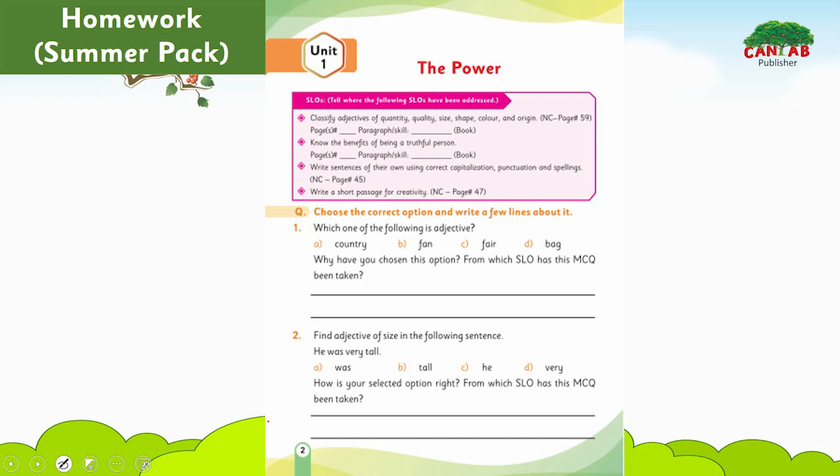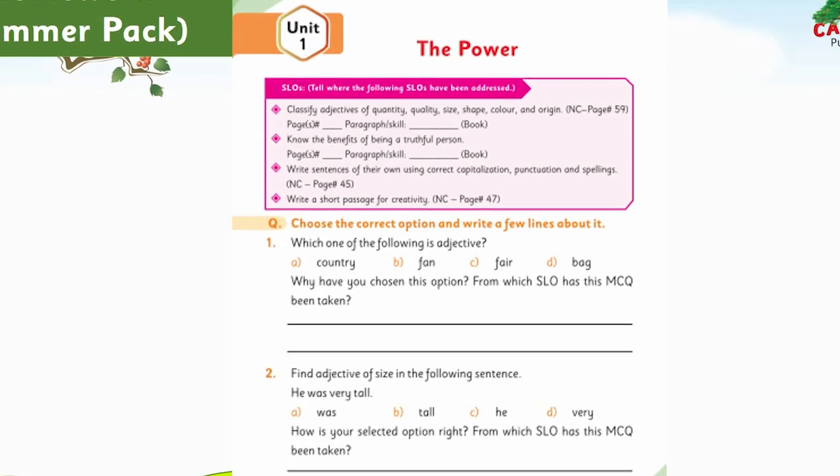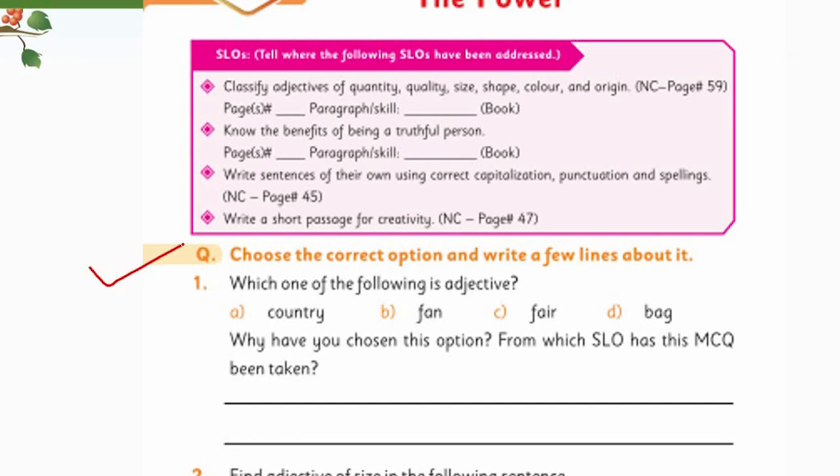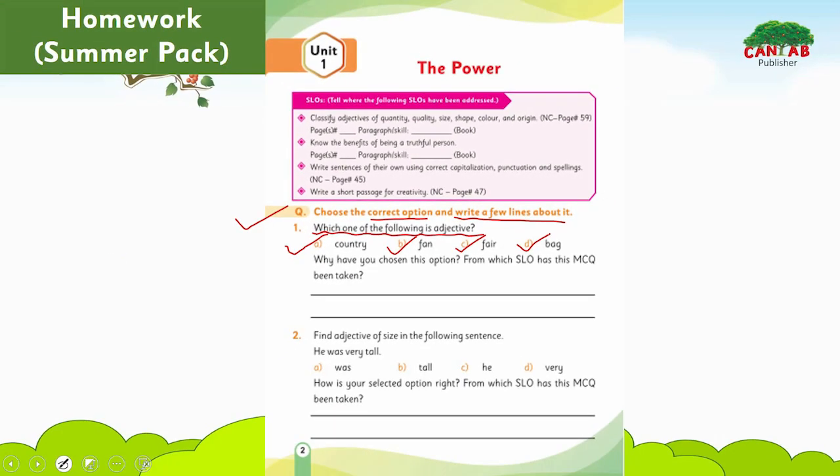Now students, you have homework from your summer pack. The first question is, you have to choose the correct option and write a few lines about it. The first MCQ is, which one of the following is an adjective? Country, fan, fair and back. You have to mark the correct option from all four and write why you chose this option and from which SLO the MCQ has been taken.